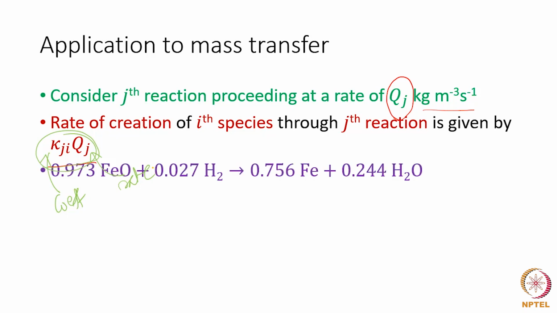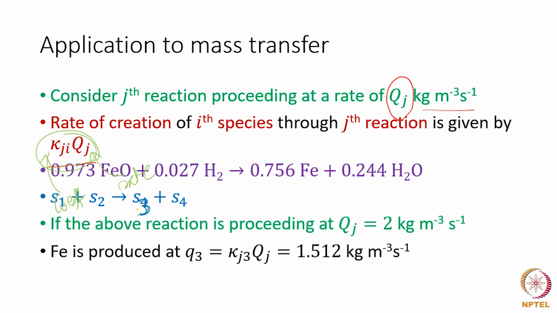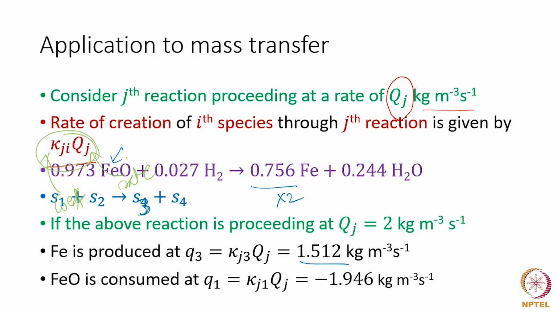Let us illustrate that with this example of wustite and hydrogen reacting to form iron and H2O. We can write the same thing here. In this reaction, let us say the reaction is proceeding at Qj equal to 2 kilograms per unit volume per unit time. Then it means that the iron is produced, namely this into 2, so that comes to 1.512 kg per meter cube per second, and FeO is consumed, this into 2, that comes to minus 1.946 kilograms per meter cube per second, which means that we can actually use these expressions to arrive at what rate the species are being produced, which is plus sign, and consumed, which is minus sign.